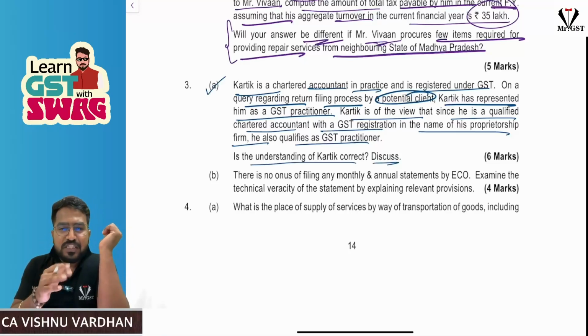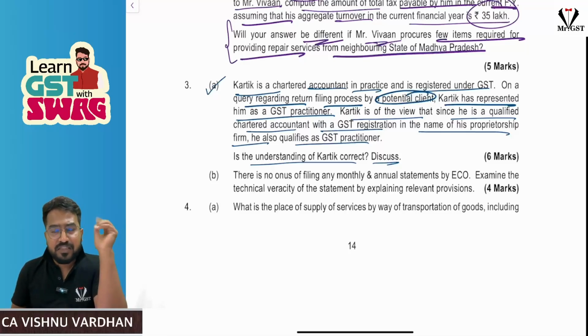See, GST practitioner concept we have seen. First of all, you should be an Indian citizen and of sound mind, all that stuff, and you should be having certain qualifications or certain experience. In the experience category, this guy will not come, but in the qualification category, sir, if you are a qualified chartered accountant, you are eligible to enroll yourself as a GST practitioner, and you should follow the procedure and get the GST practitioner certificate.